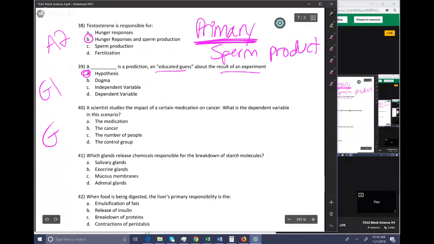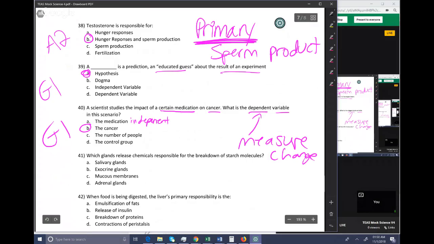40 is also General Science 1. A scientist studies the impact of a certain medication on cancer. What is the dependent variable? The dependent variable is the one that we measure and look for a change in. So in this case, that would be the cancer. The medication is what would be independent. So we purposely change the presence of or lack of the medication, and then we look at what the cancer is doing.